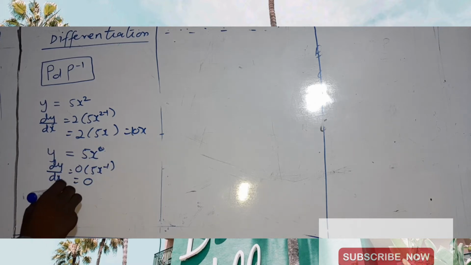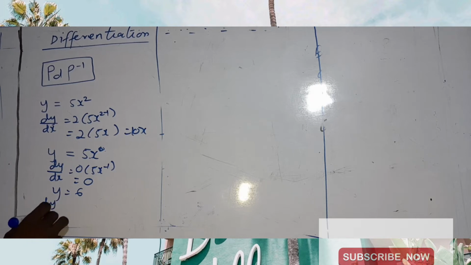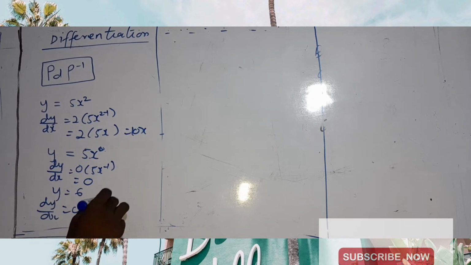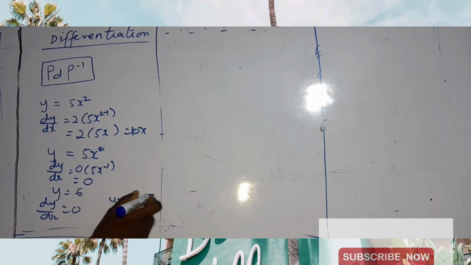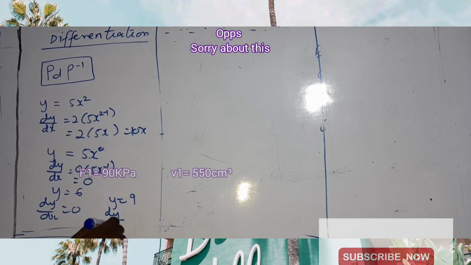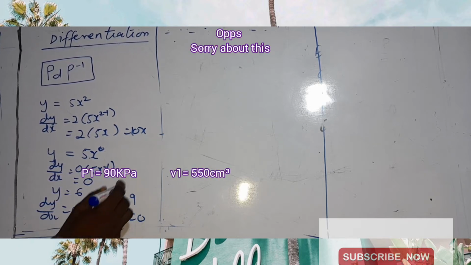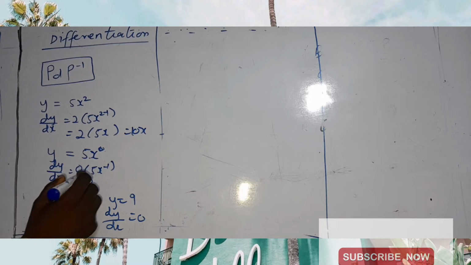So if I give you y equal to 5, y equal to 6, because it's a constant, dy dx will give you 0. Assuming you have y equal to 9, you have to differentiate this one, because there is no variable to differentiate here. It's a constant. 9 is a constant. The number is a constant. So dy dx will give you 0 because it's a constant. Now that's the first thing you want to know.